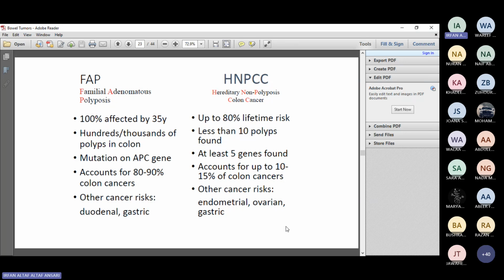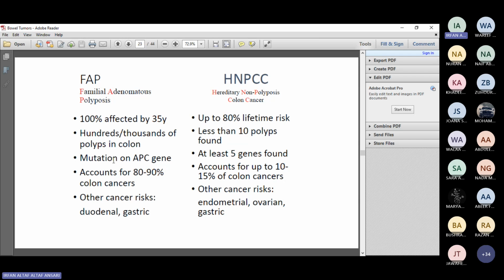We get at least a minimum of 100, maximum you can have thousands of polyps in the colon. HNPCC, you have less than 10 polyps. That's why it is called non-polyposis. So our case could be what? FAP or HNPCC? Yeah, it could be, but we cannot call it purely HNPCC, because for HNPCC you need to have multiple involvement and specific genes.